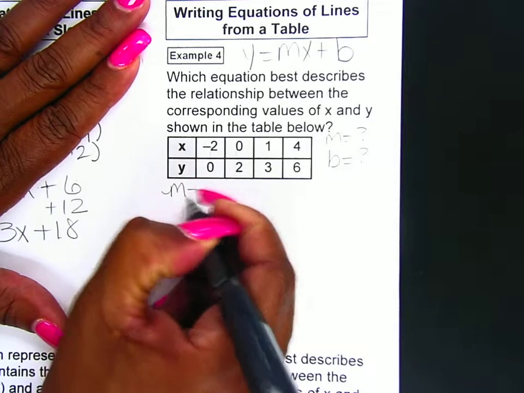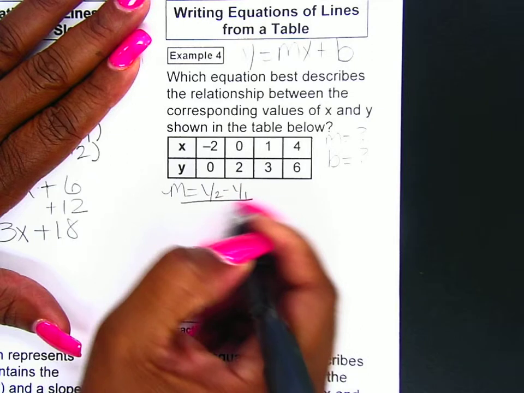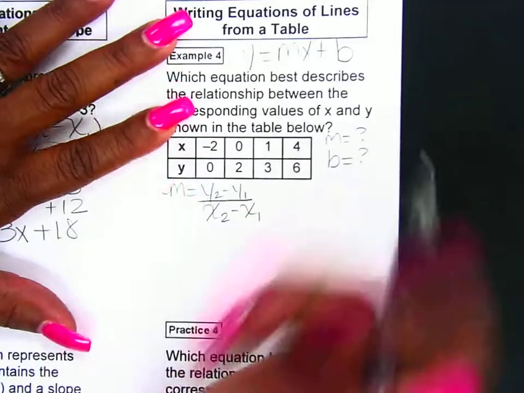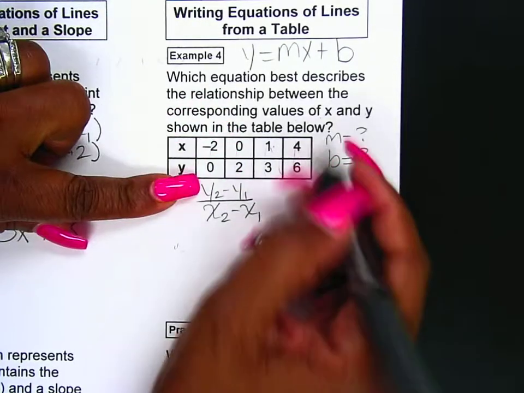The formula is m equals the difference of the y's all over the difference of the x values. I'm gonna use 1, 3, 4, 6. Okay, so these are this.